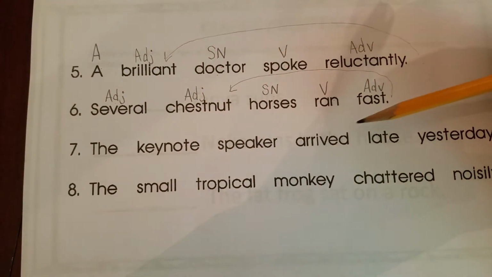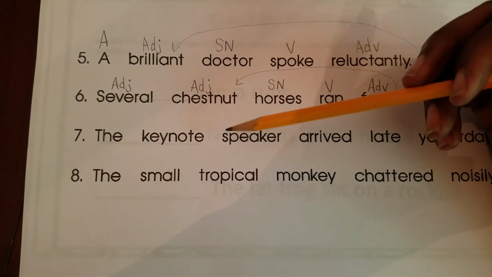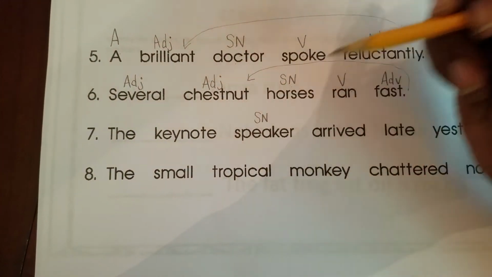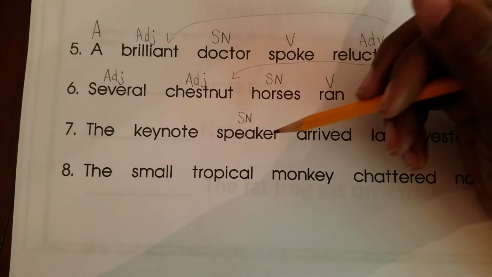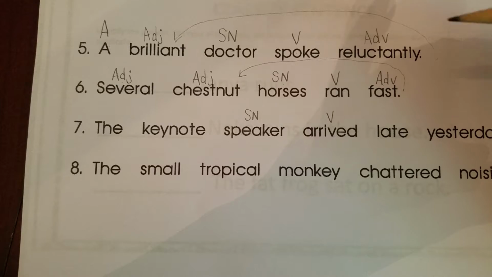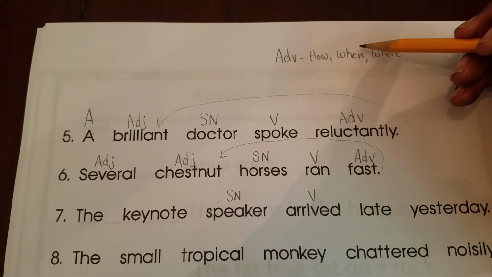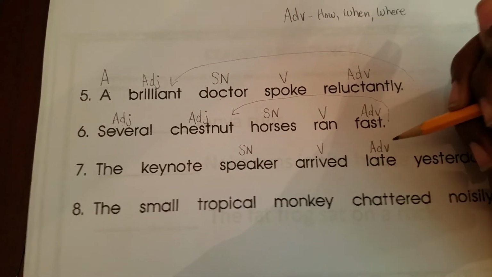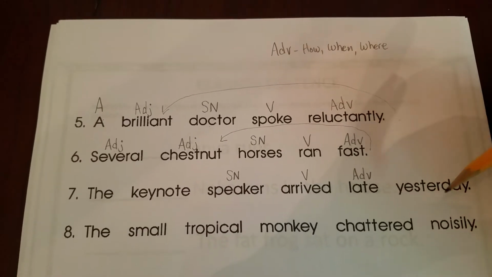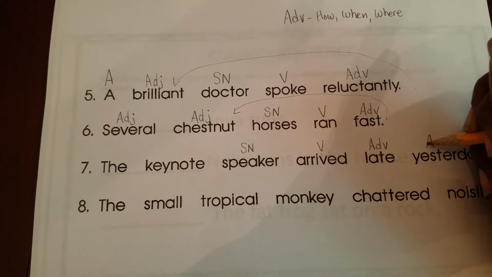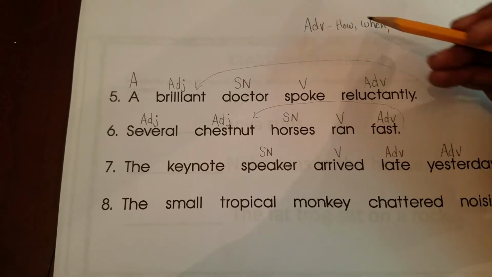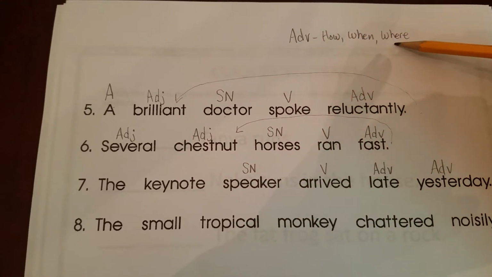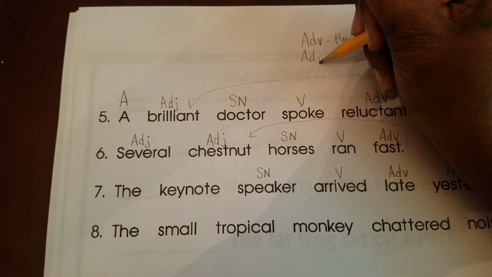Okay, our next sentence. "The keynote speaker arrived late yesterday." Who arrived late yesterday? Speaker. Subject, noun. What is being said about speaker? Speaker arrived. Verb. Arrived when? Late. Adverb. Arrived when? Yesterday. Adverb. And this can even answer how. Arrived how? Late. As long as it answers the adverb questions. And I should have jotted up here those adjectives.